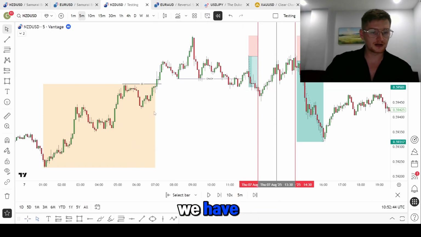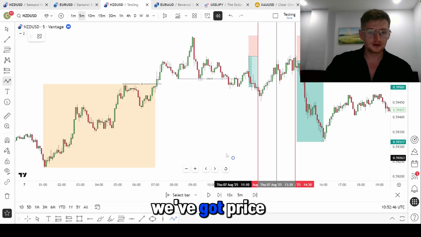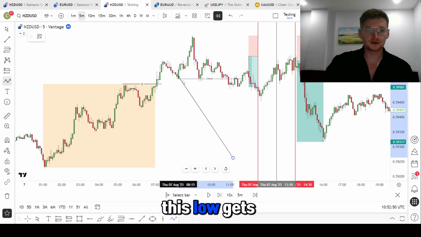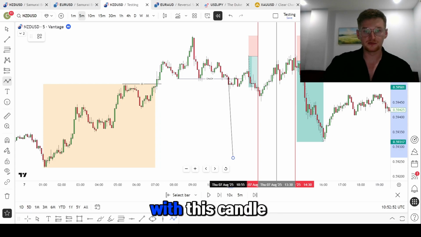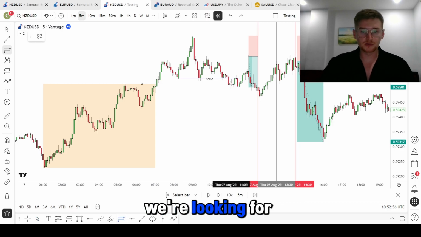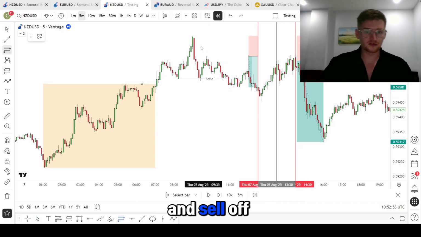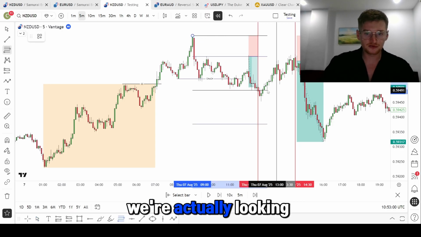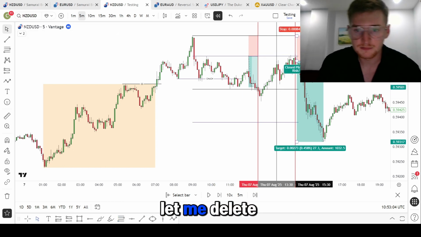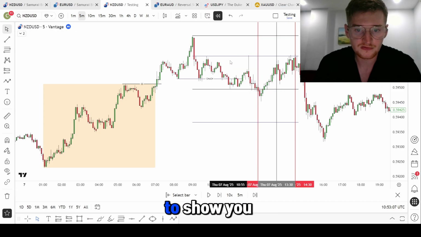So what do we have? We've got price making higher highs and higher lows, just like this. This low gets broken and closed beneath with this candle. In the other variant, we're looking for price to retest the CHoCH and sell off. But in this variant, we're actually looking for a fib retracement. So here's the first trade. Let me delete this and this to show you guys.